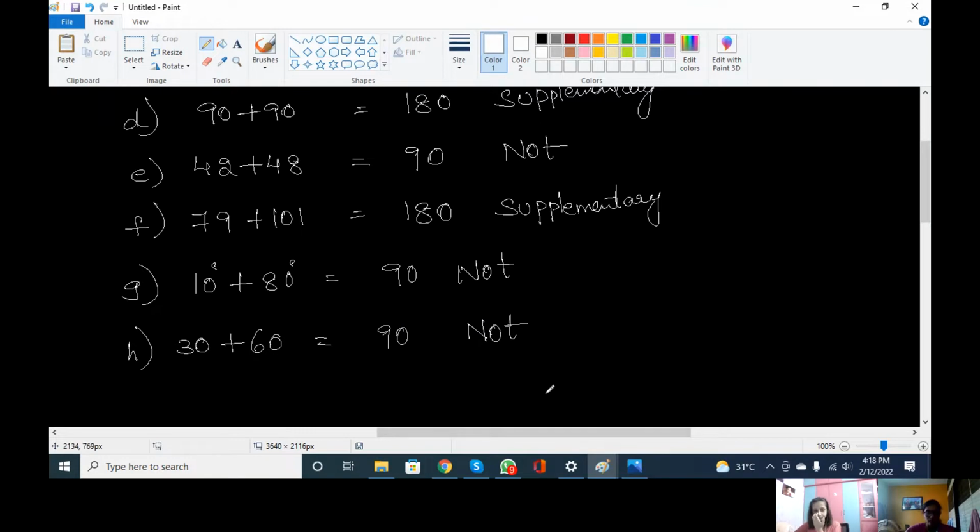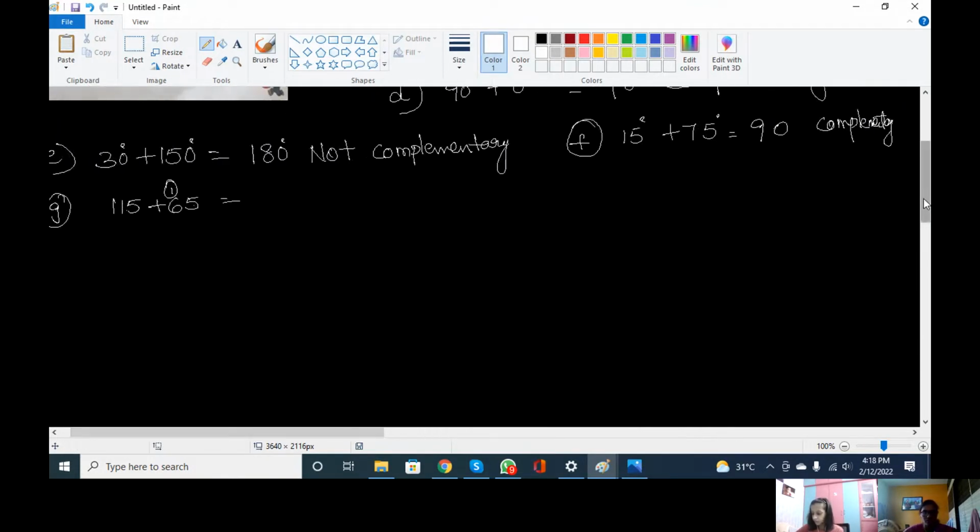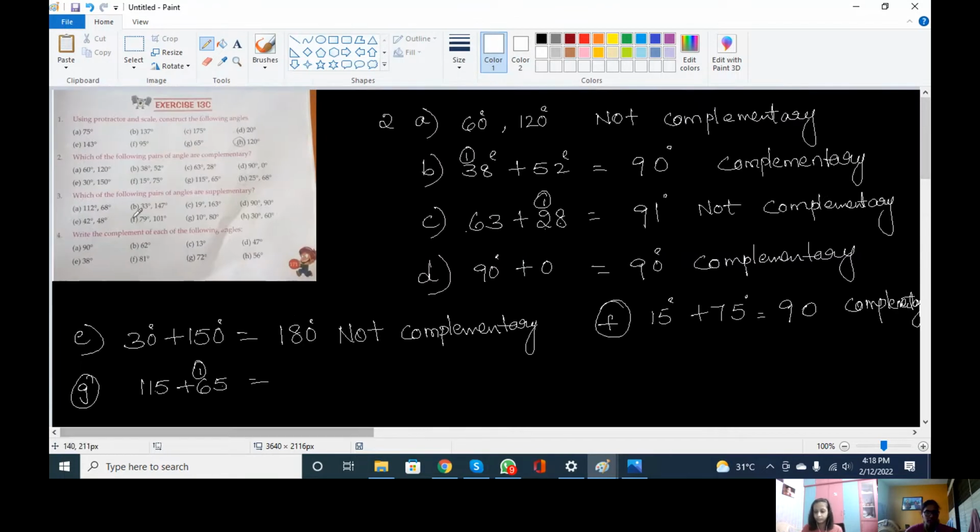Okay. Next, third question done. Fourth question: Write the complement of each of the following angles. Complementary means the sum of the two angles should be equal to 90 degrees. So in each question, one angle is given. You need to find the complement of the given angle, that is, how much you add so that it becomes complementary. Let's do fourth, bit by bit.